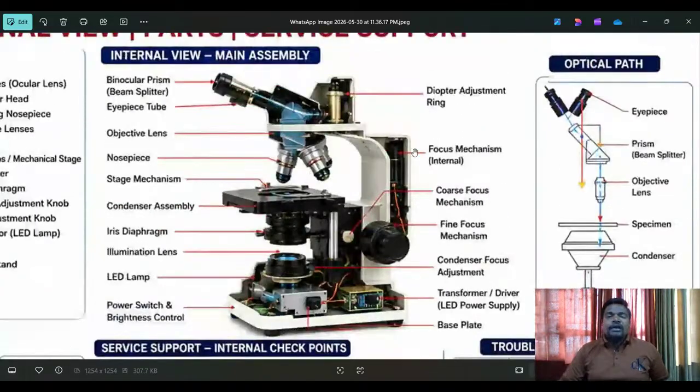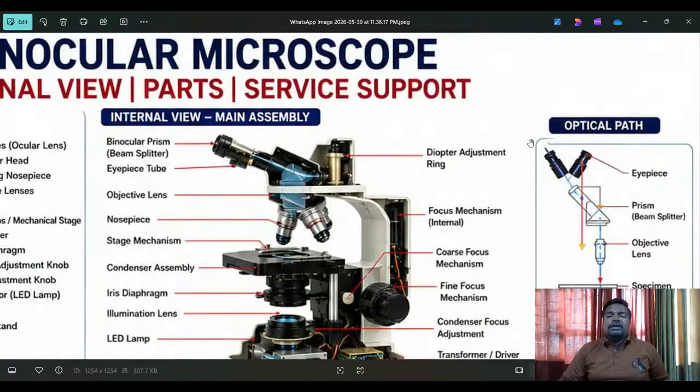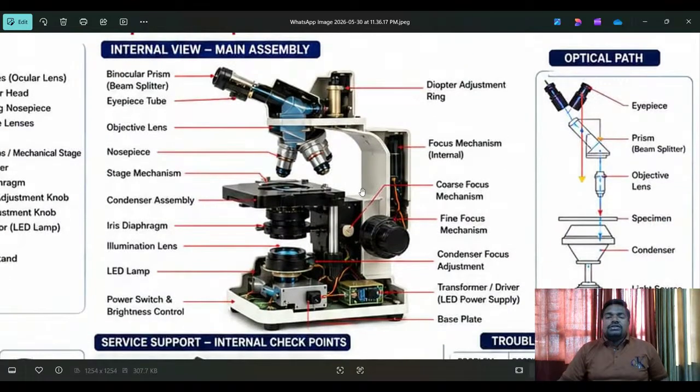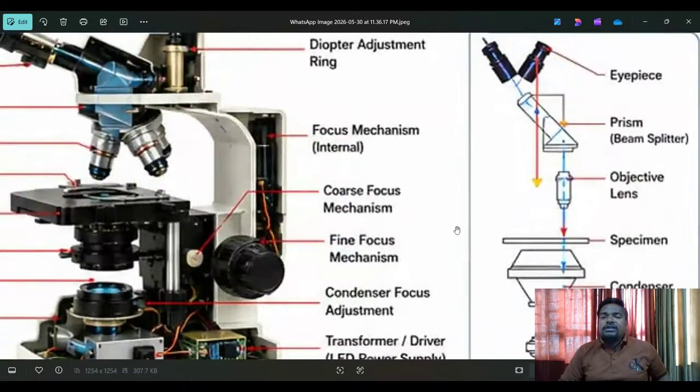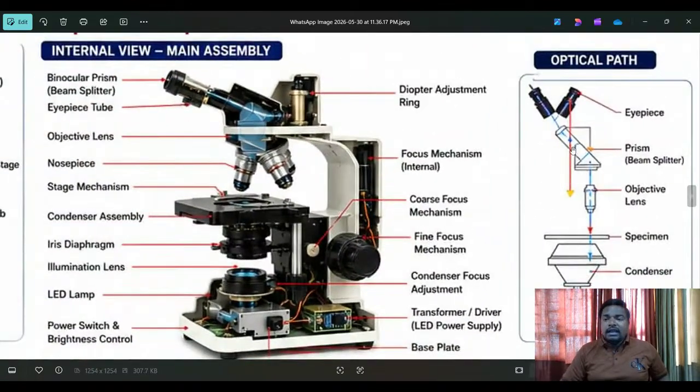Now in this topic, what? Complete binocular microscope in this way. So the second slide also I'm going to finish. Now the optical path, see here how it looks. This is very important, because the optical part is very important after repairing and after checking all things.